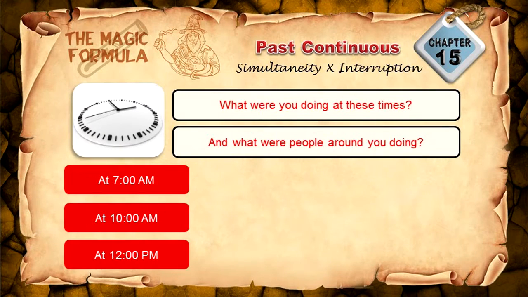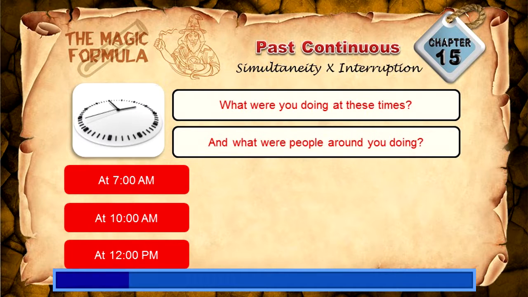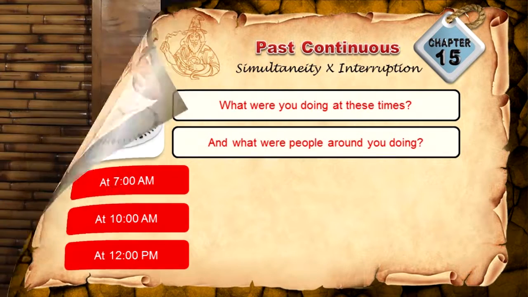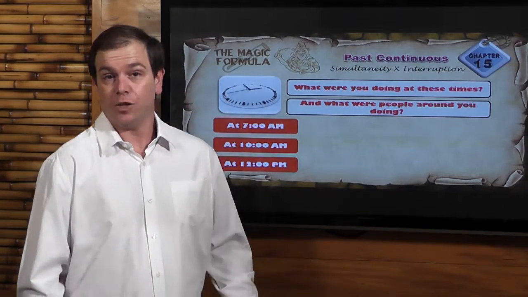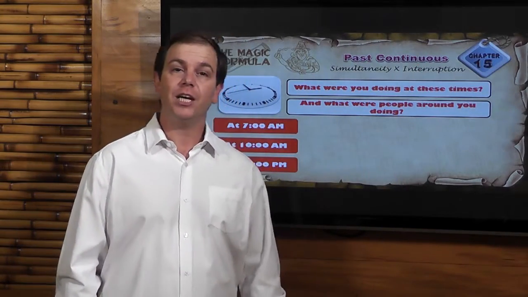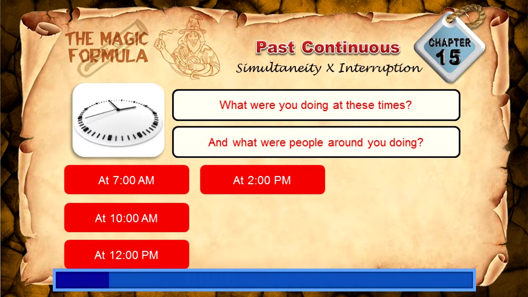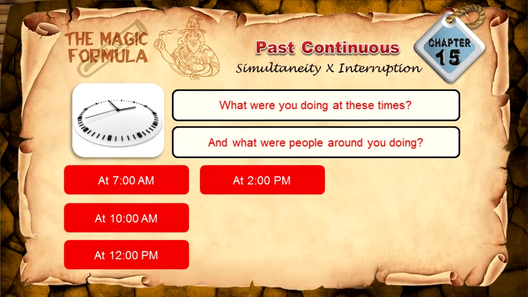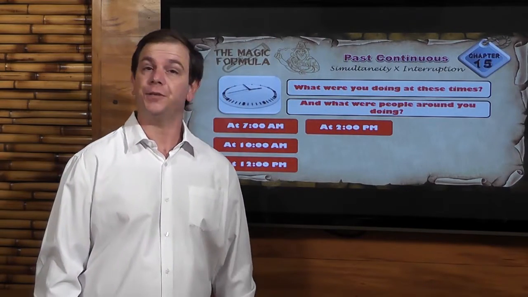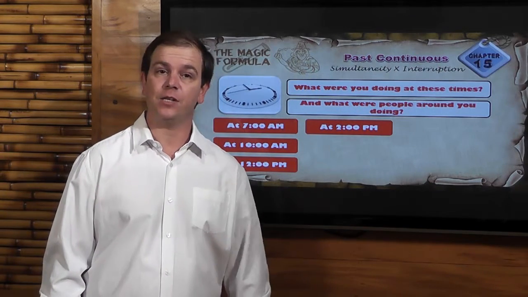Three. At midday, today or yesterday, what were you doing? What were people around you doing? At 12 p.m. today or at midday or at noon, as you wish, I was having lunch and my friend was also having lunch. Four. At 2 p.m. today or at 2 p.m. yesterday. Well, at 2 p.m. yesterday, I was working really hard and my friend was relaxing at home.